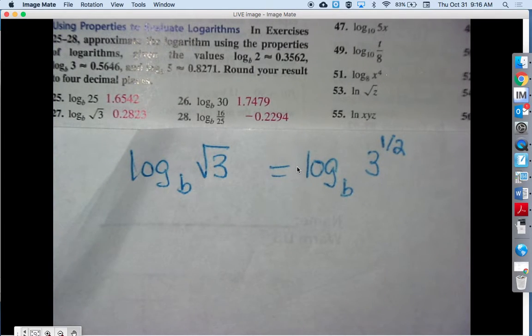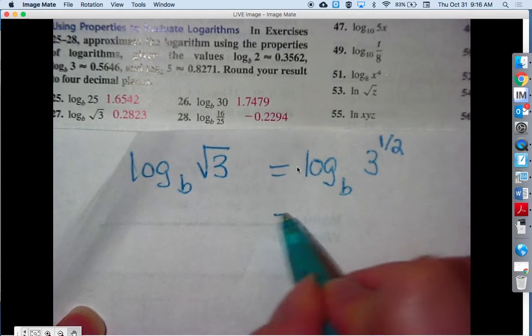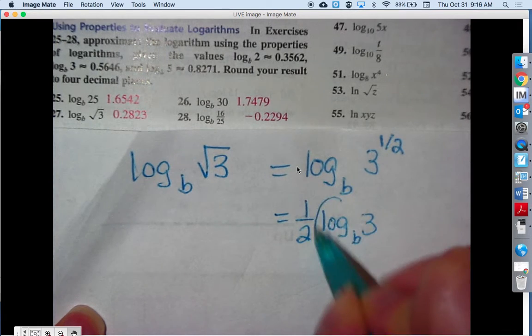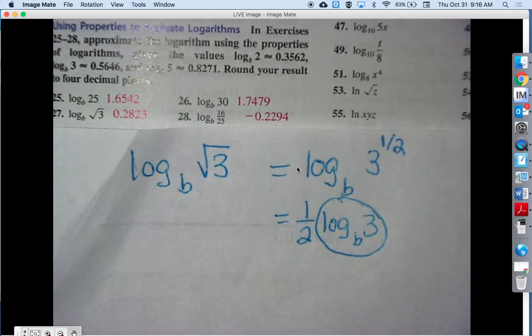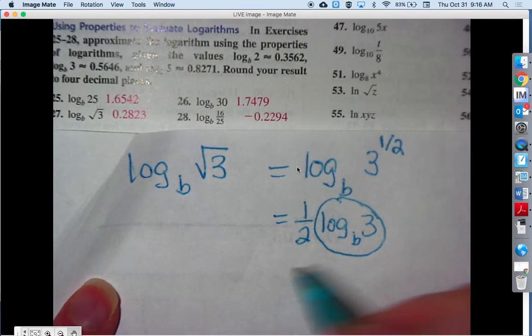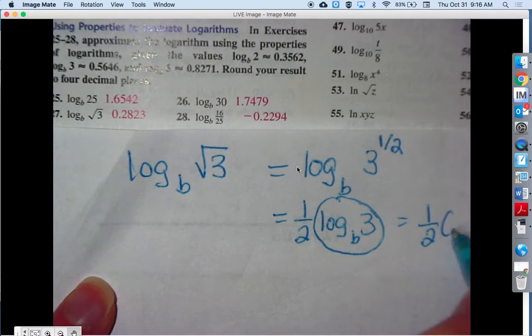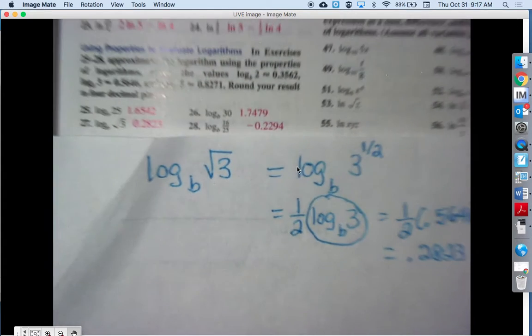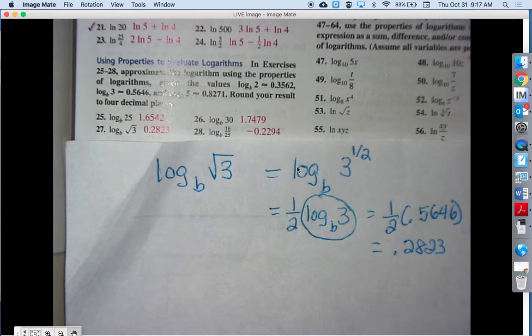And then just like the previous problem, now I have an exponent, so we'll move that exponent in front. So we're taking 1/2 log base B of 3. This part here is one of the values they gave us, and the log base B of 3 is 0.5646. So we're taking 1/2 times 0.5646, which is 0.2823. So we first kind of rewrote the problem, then we used a property, and then we applied the values they gave us.